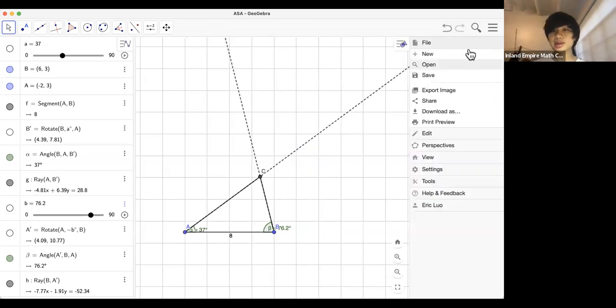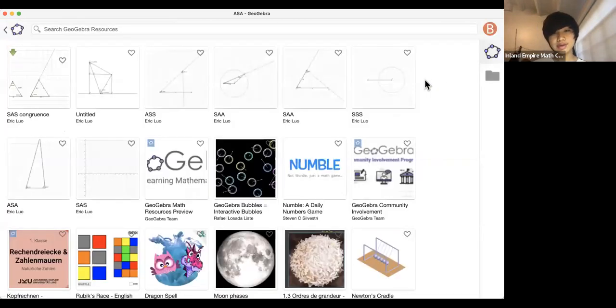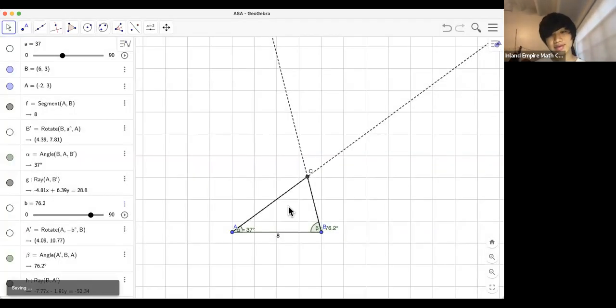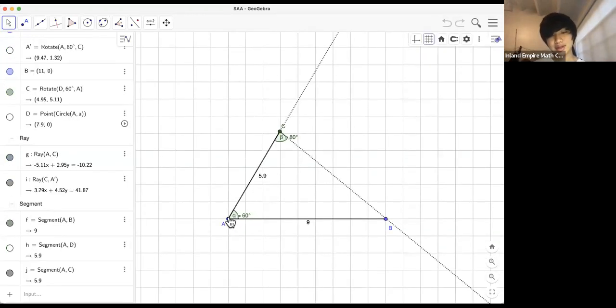Okay, so let us move on to the next one, which, as mentioned before, we can do SSA, which is sort of what we talked about before, and it's different from ASA. I'll show you exactly how it's different. So in this case, we know the length that we already know is going to be AB.